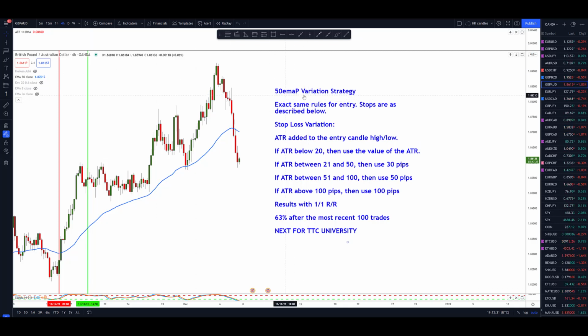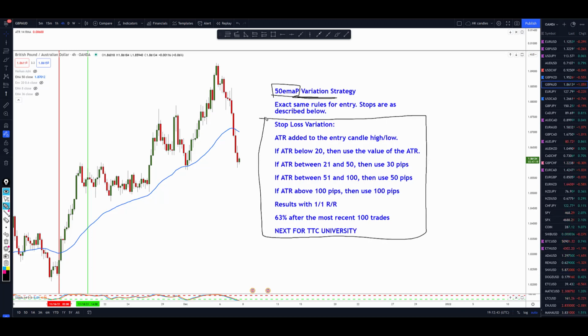Again, the rules for entry are going to be exactly the same as the prior 50 EMAP strategy that we looked at. The only difference is we have a different stop loss variation that we're going to be looking at today. So we're not going to go over the rules for the strategy because you should already know the rules. And with everything you know right now about entry, stop losses, targets, a 50 EMAP strategy, about building strategies altogether, this is going to be a very short video and you should comprehend this really quickly. But essentially, this is what these stop loss rules are going to be.